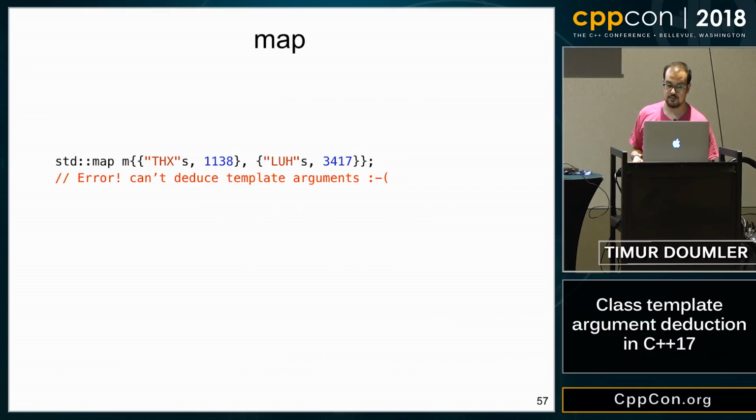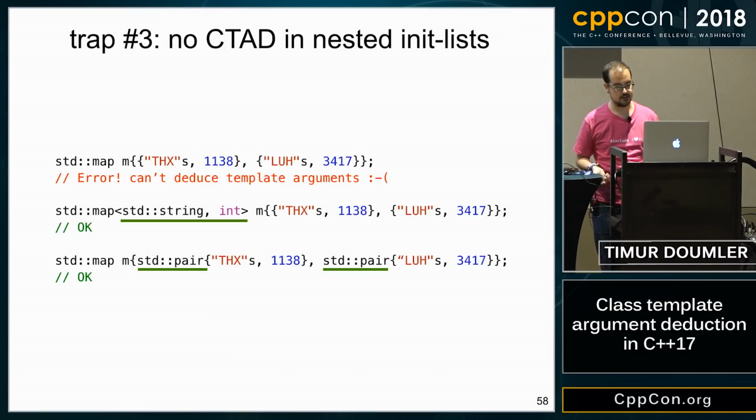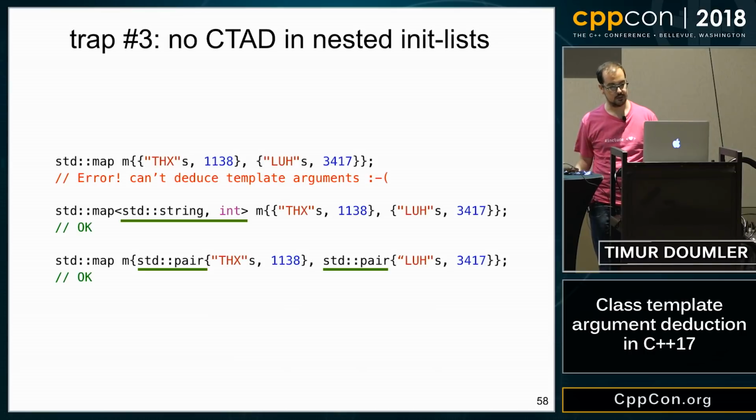The reason is, whenever you have these nested init lists, CTAD doesn't really work. So what you would have to do is you would have to either again specify the template arguments as you did before C++17, or if you know that the elements of the map are pairs, you can add these pairs here, and so you don't have to at least specify the element type. This is not really ideal.